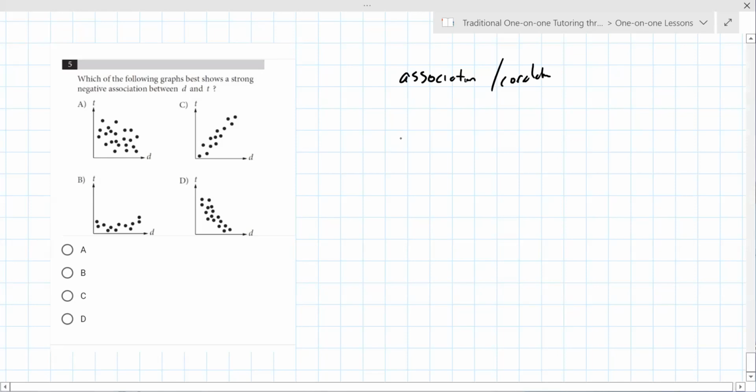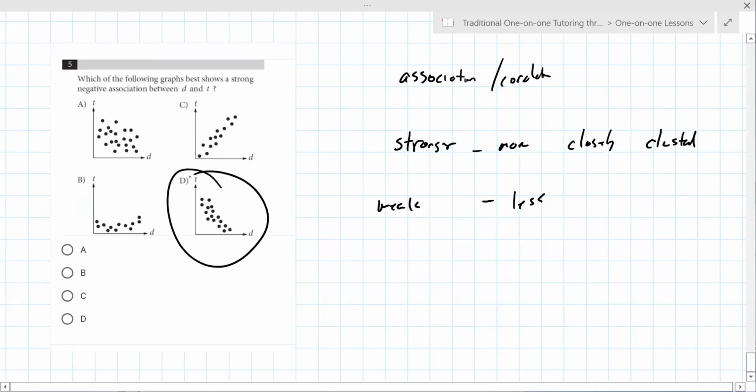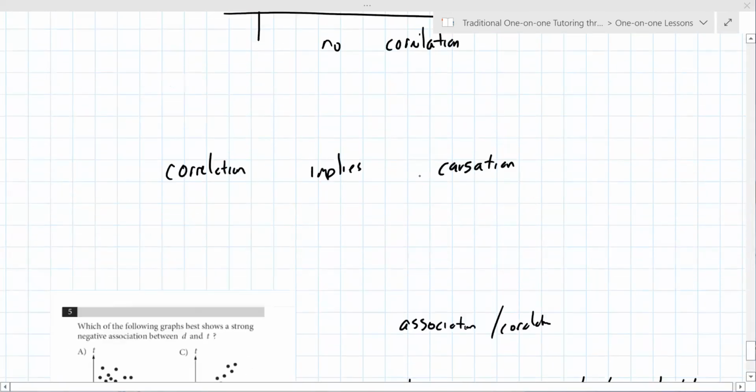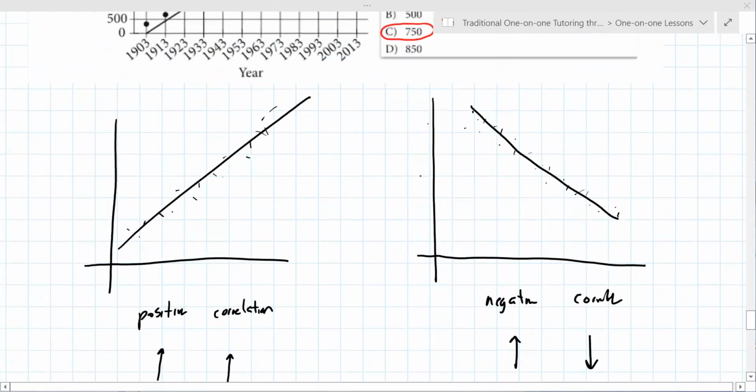A stronger association means that the points are more closely clustered, so it'd be D. And weak would be fatter, more spread out.